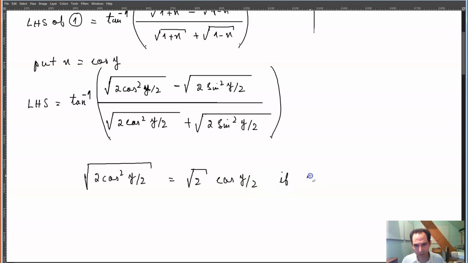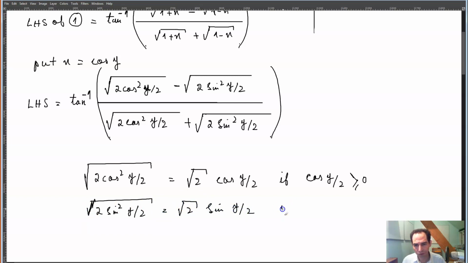If I know that the cos of y by 2 is a positive value, greater than or equal to 0, right? Now, in order to decide that, and then by the same logic, I can write over here the square root of 2 times sine squared y divided by 2. I could write that as the square root of 2 times the sine of y divided by 2 if sine of y by 2 is greater than or equal to 0.